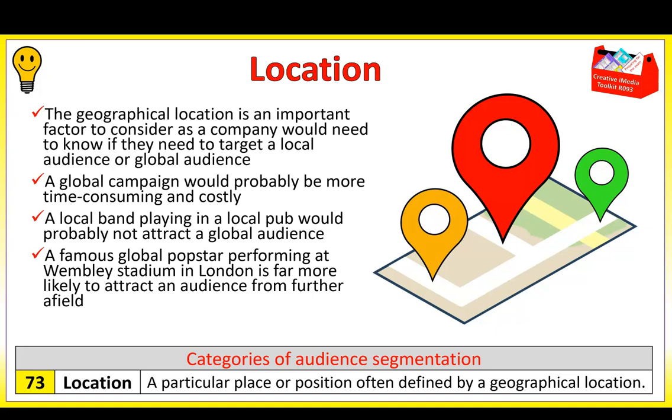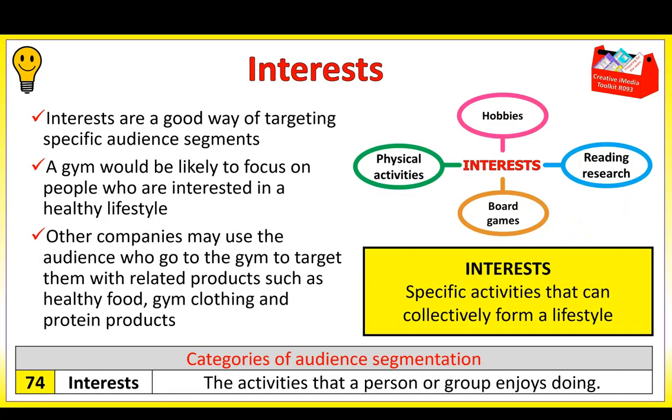A local band playing in a local pub will probably not attract a global audience. So you might target that local band by using a media product such as a printed poster or an advert in a local print published newspaper. A famous global pop star performing at Wembley Stadium in London is far more likely to attract an audience from further afield. Interests are a good way of targeting specific audience segments.